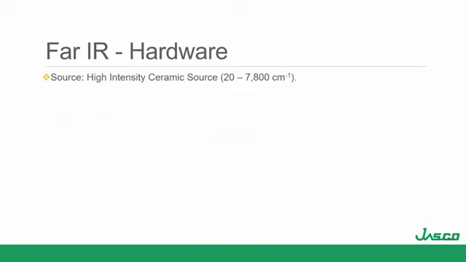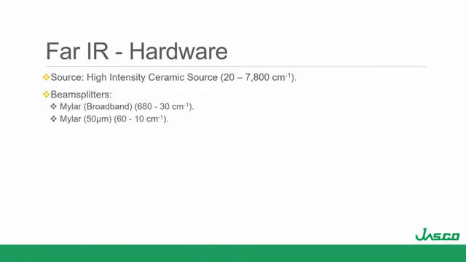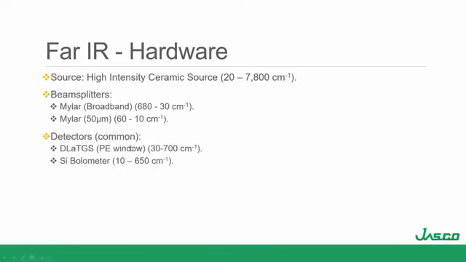So the hardware. A high intensity ceramic source goes from 20 to 7,800. Beam splitters tend to be Mylar, and the thickness of the Mylar determines your wavelength range. You can do a 50 micron thick Mylar, which is 10 to 60 wave numbers, and then the broadband, which goes from 30 to 680.